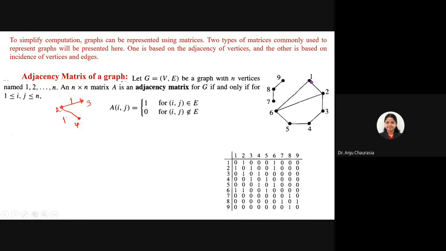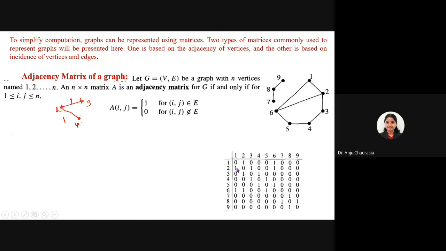See student, if a loop was present here, then we can put 1 and 1. There is an edge, that is a loop. Okay. For no loop, we can put 0 here. So this definition is applicable for multigraph also. So here between 1 and 2 edge is present, so 1 and 2 edge will be present as well as for 2 and 1 also.